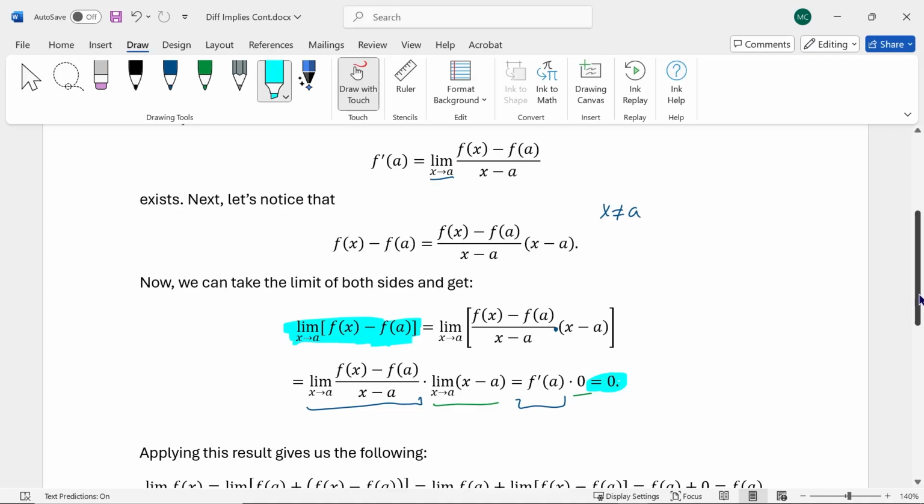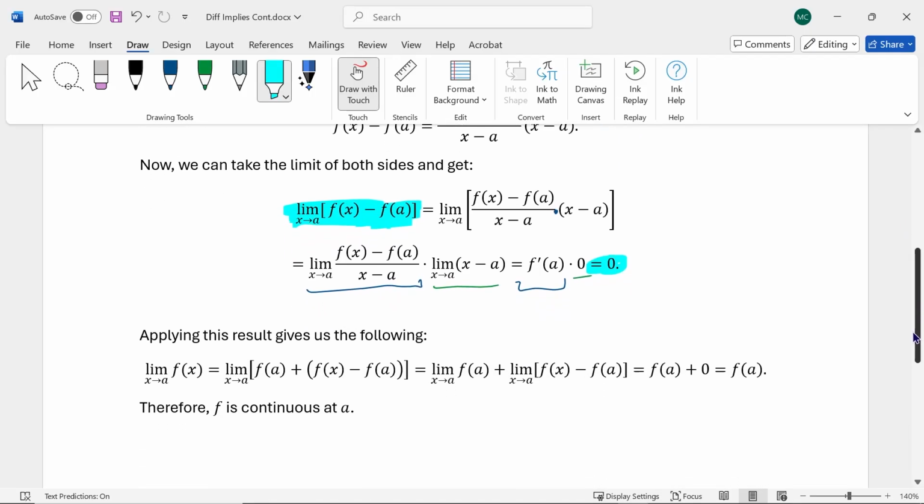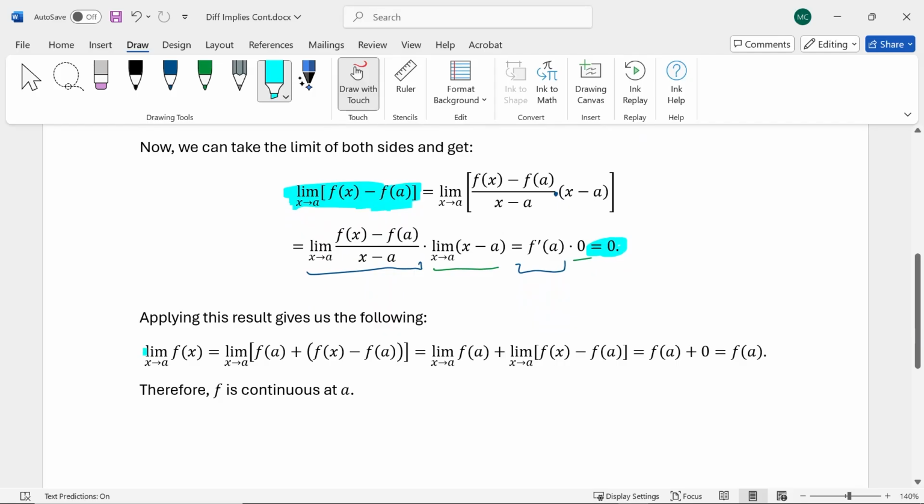Now we're going to apply that result to actually show the specific definition for continuity. So if we look at the limit as x goes to a of f of x, we can rewrite that as the limit as x goes to a of f of a plus f of x minus f of a. All we've done here is inside the limit, we've added and subtracted f of a, which means we've really added 0, but we've changed the way we've written the limit here. Now, by changing the way we've written the limit here, we can split this limit on the sum, and we get the limit as x approaches a of f of a plus the limit as x approaches a of f of x minus f of a.